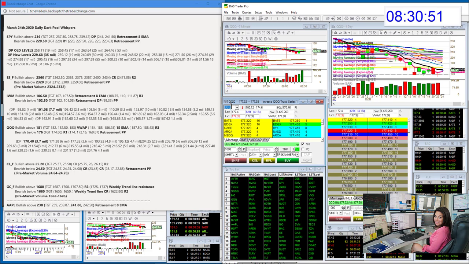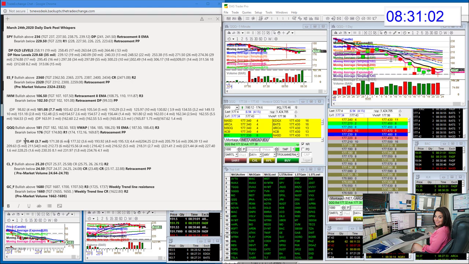Bullish above 181, bear below 176. We are above a few recent dark pool levels on the QQQs, this 170.40 and 171.38. So it definitely is holding above that for now. We'll see if it can stay above that.